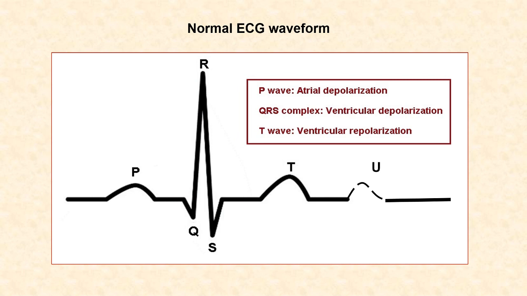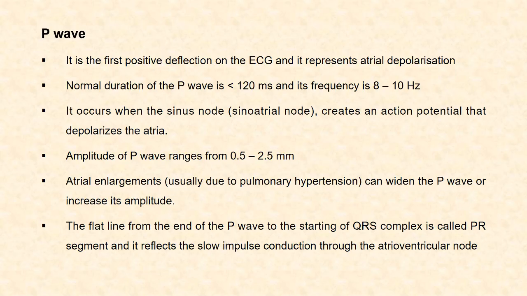From the figure, we can observe that R wave has maximum amplitude and Q wave has minimum amplitude. We will see in detail about each wave. First, P wave. It is the first positive deflection on the ECG waveform and it represents atrial depolarization. The normal duration of P wave is less than 120 millisecond and its frequency is 8 to 10 Hz.